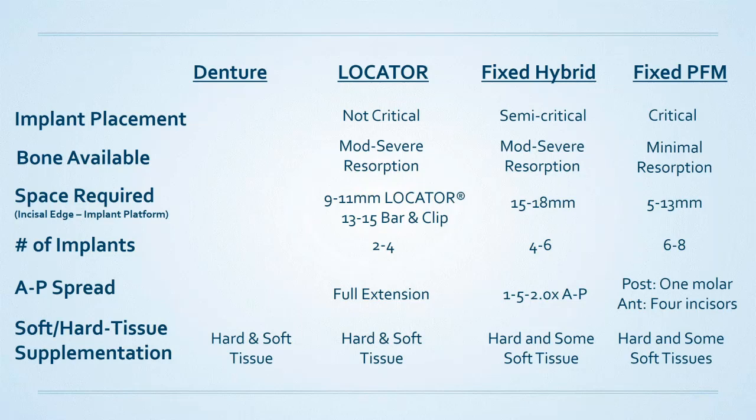The key is that we're going to look at the number of implants, and we're going to focus here on what you see for our overdenture cases. We want to focus on 2 versus 4 implants for our overdenture restorations.